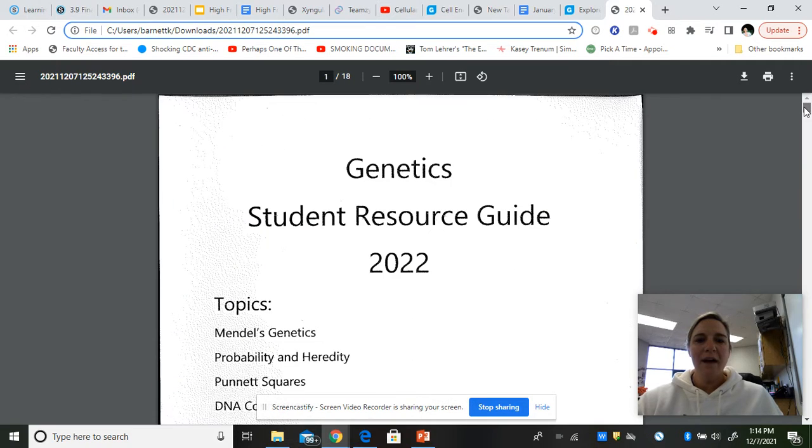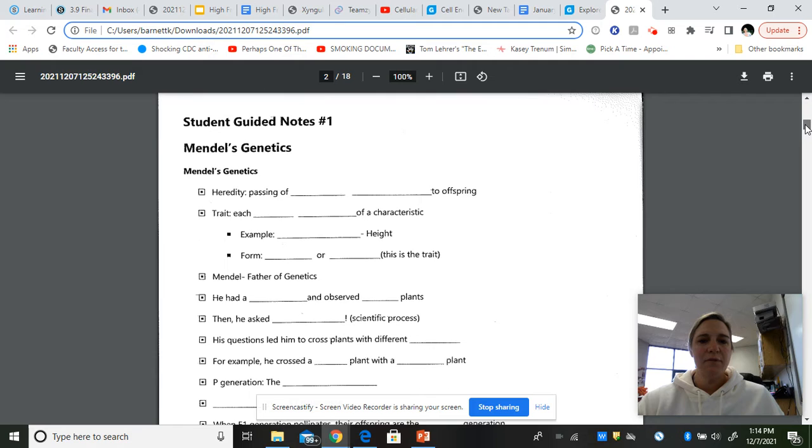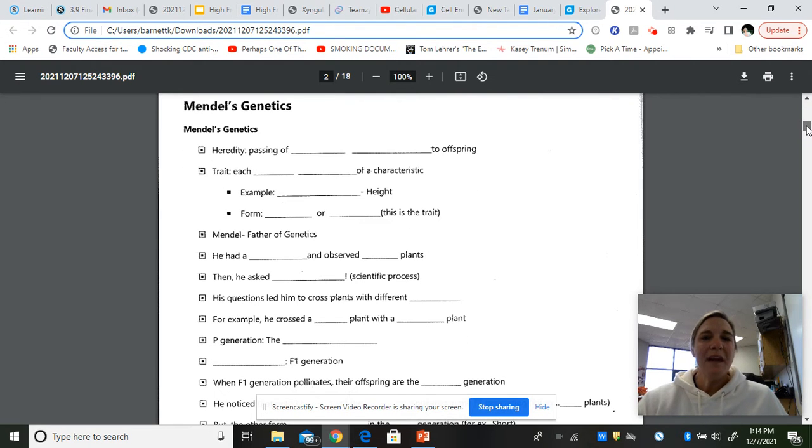Okay, so now you have your student resource guide, and I'm going to take you through and give you the notes for the first set of notes called Mendel's Genetics. So you have the guide here, and I have the presentation I'm going to be pulling up, and we're going to be going through together. We're not going to do a Nearpod for this one. It's just going to be straight up notes.